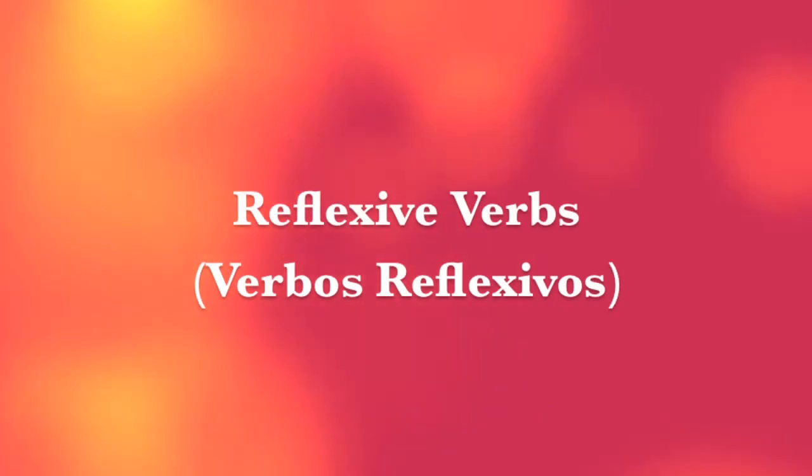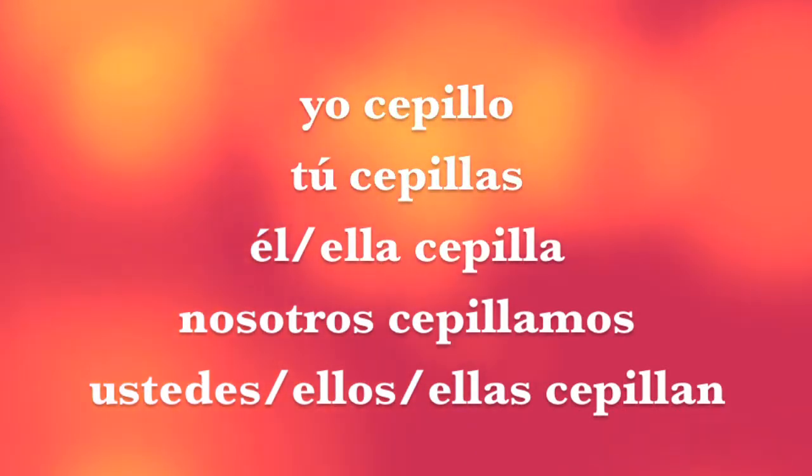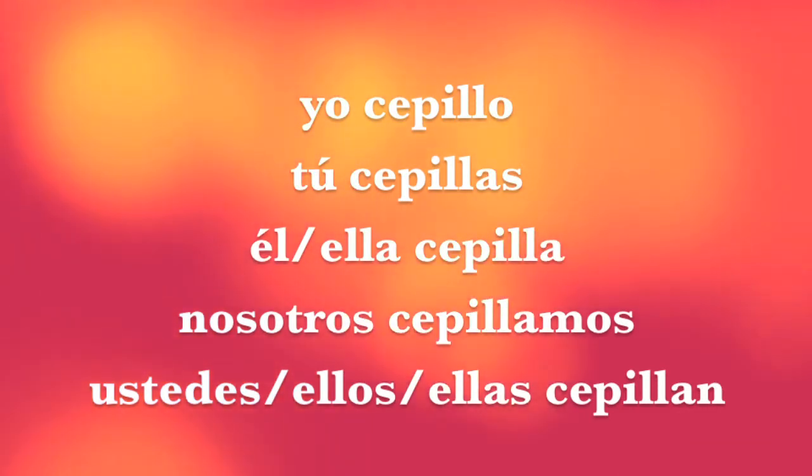Today we're going to be talking about reflexive verbs, or los verbos reflexivos in Spanish. Let's say you have a regular verb, for example, cepillar, which means to brush. The conjugation in the presente indicativo, present indicative, would be yo cepillo, tú cepillas, él o ella cepilla, nosotros cepillamos, and then ustedes, ellos o ellas cepillan. This would simply mean I brush, you brush, he brushes, we brush, and you all or they brush.